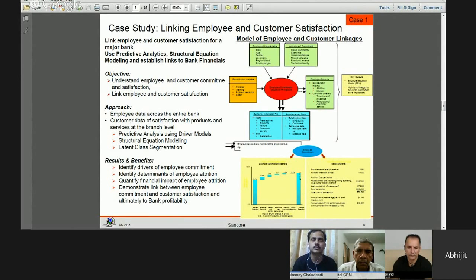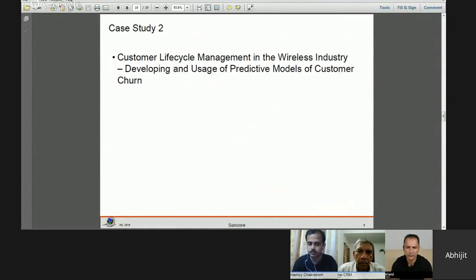So just think of it this way: there are 20,000 employees, maybe 1 million customers, across 1,000 branches, and how do you link all these things together? It was fairly successful. The project went up to the board level of this particular bank. We were able to demonstrate the specific link, and by and large, these became a major input into the HR investments for the bank.